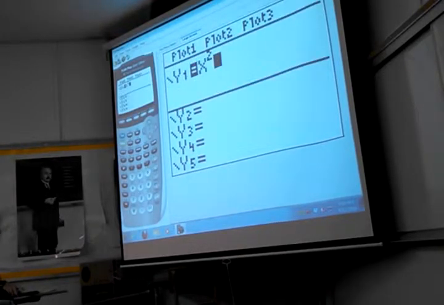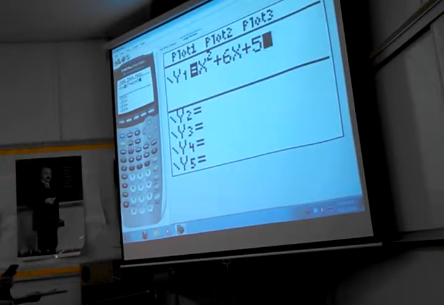Now put in there instead x squared. Here's your little square button right there. There's a dedicated squared button there. Plus 6x plus 5. Your little x button is right there. You guys see? X. This is your general purpose variable button. Oh, you didn't put your x in there. Yeah, hit that x button there first.